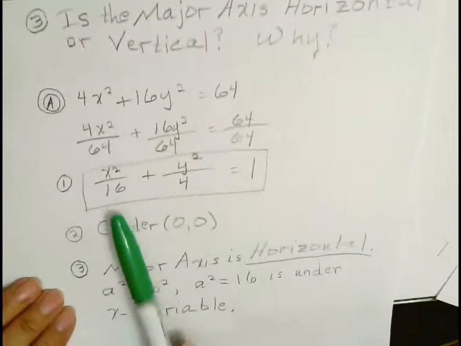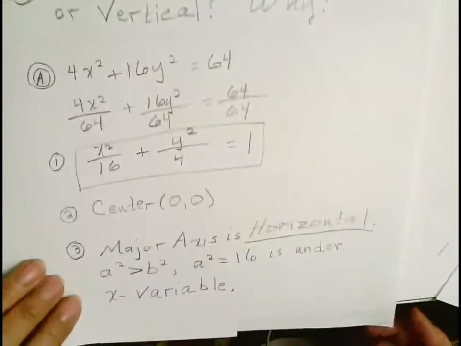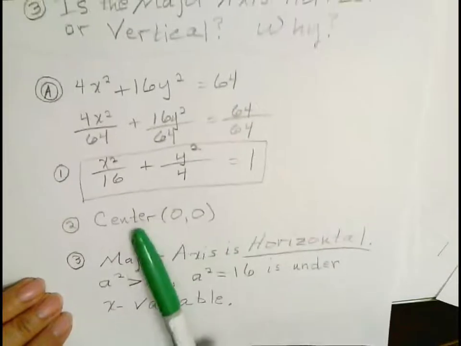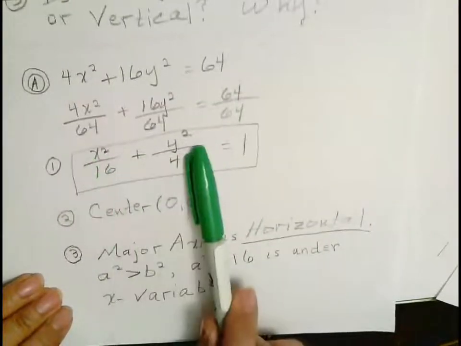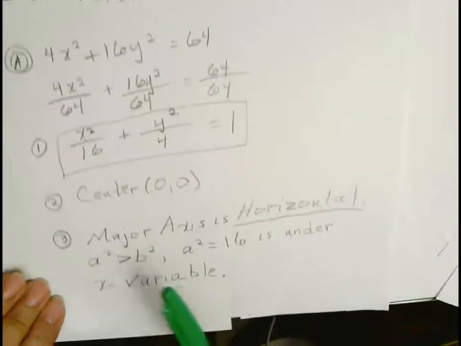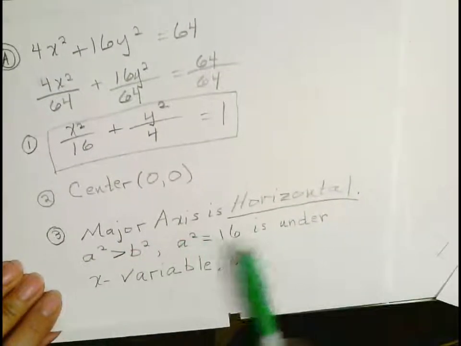And again, the a squared is going to be the 16. The b squared is the 4. The center, nothing is being subtracted from the x and y, so the center is the origin. The larger denominator is under the x variable, so the major axis is going to be horizontal.